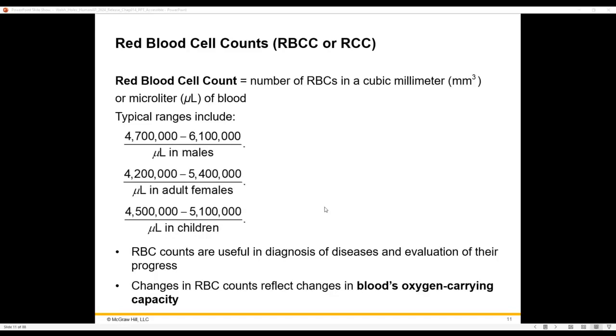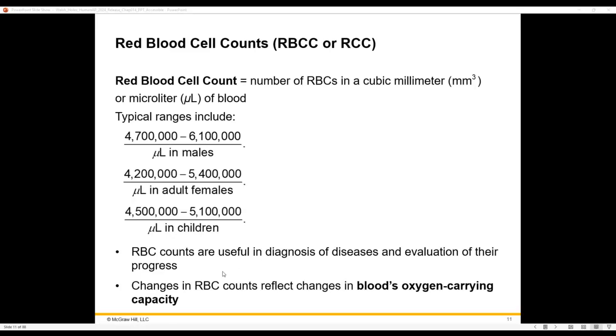Red blood cell count. This is the number of red blood cells in a cubic millimeter or microliter of blood. Typically, it ranges between 4,700,000 to 6,100,000 per microliter in males, 4,200,000 to 5,400,000 per microliter in adult females, and in children, 4,500,000 to 5,100,000.